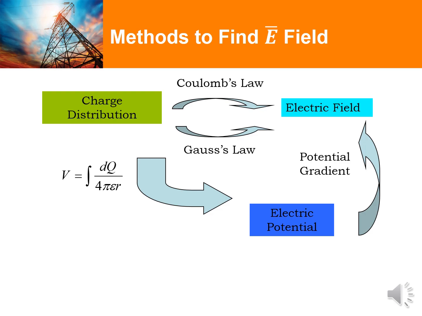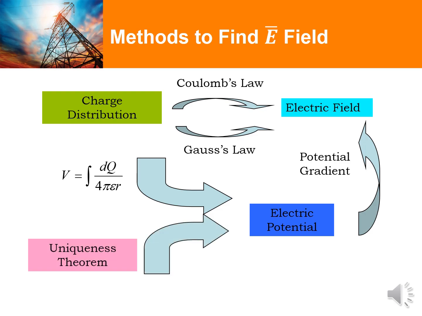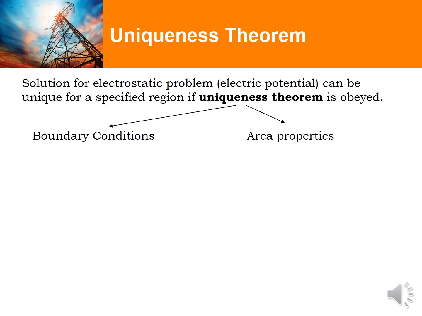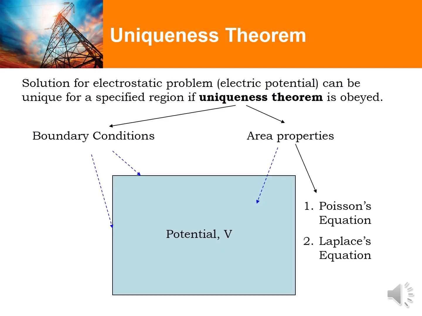In this lecture, we are going to look at an approach based on uniqueness theorem. Uniqueness theorem is based on area properties and boundary conditions for a given setting. The solution for an electrostatic problem can be unique for a given setting. If our approaches satisfy boundary conditions when using either Poisson's or Laplace equation, we can say that our approach is unique for the specified region.